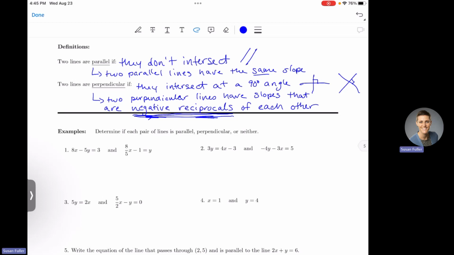Okay, so parallel lines don't intersect at all. They have to have the same slope. And two lines are perpendicular if they intersect at a 90-degree angle. Their slopes have to be negative reciprocals of each other.